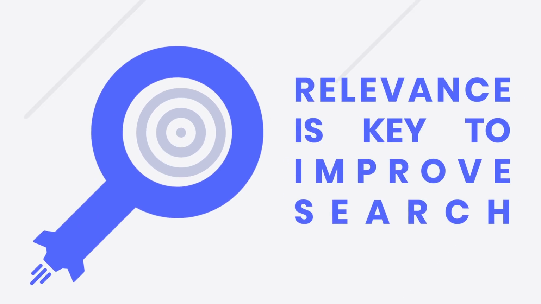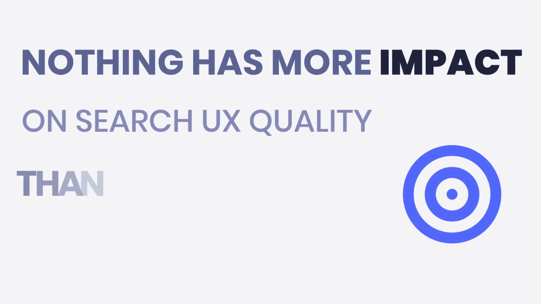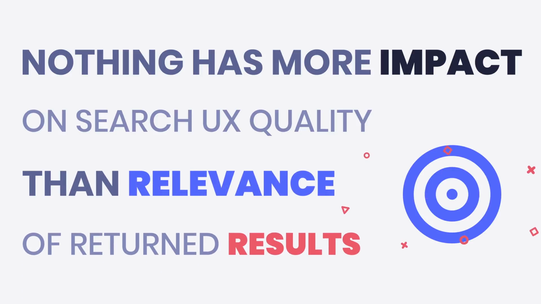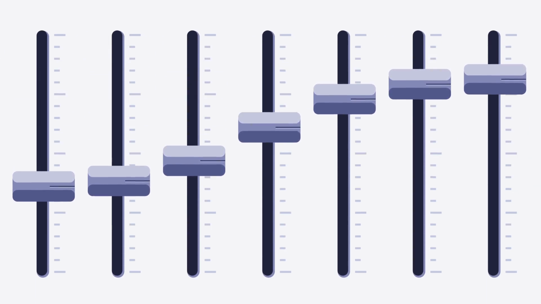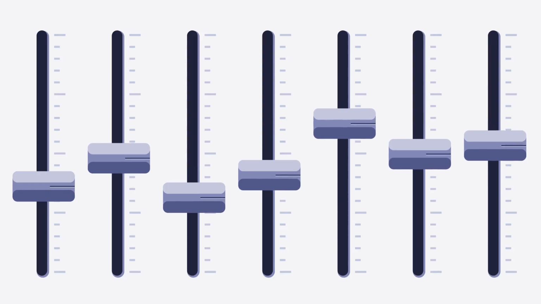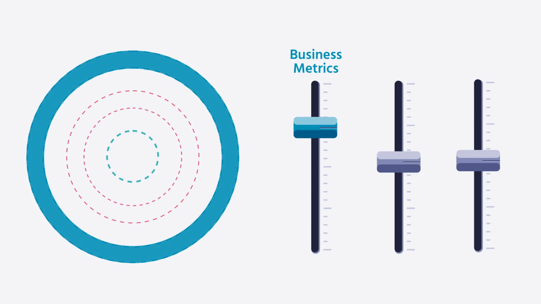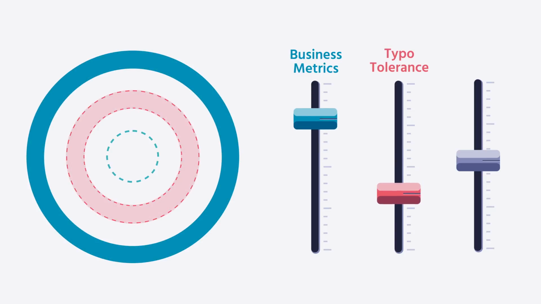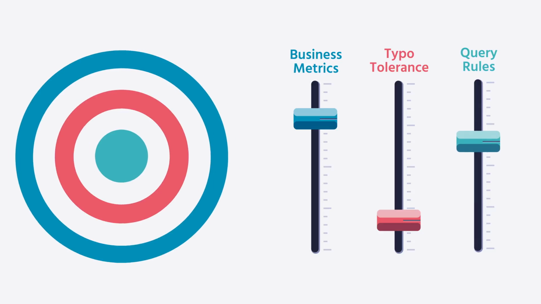To improve search, you need to treat relevance as your core ingredient. Nothing has more impact on the quality of the search experience than the relevance of results returned by your search engine. Algolia offers dozens of features and settings allowing you to fine-tune the relevance and achieve great search. Some of those features include using your business metrics to promote results, typo tolerance, synonyms, and query rules for merchandising.